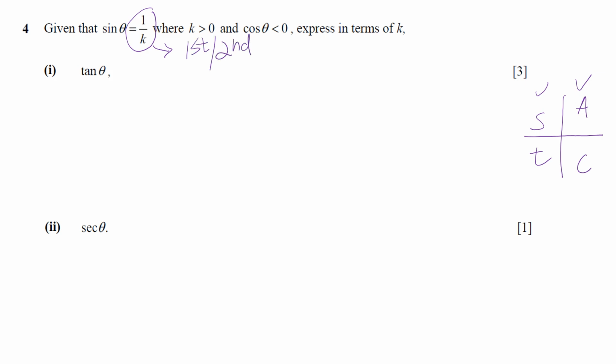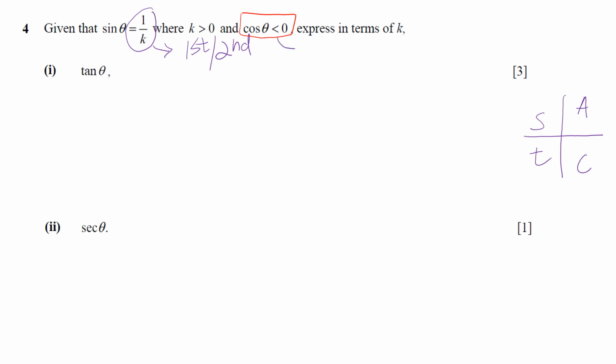And then the second condition is cosine theta must be less than 0, meaning cosine theta is a negative value, right? So if you go back to the ASTC, for cosine to get positive values, the angle will come from the first or the fourth quadrant, and to get negative will come from second or third.